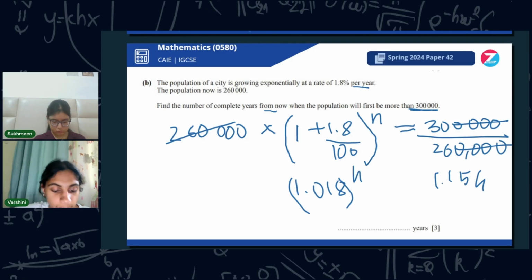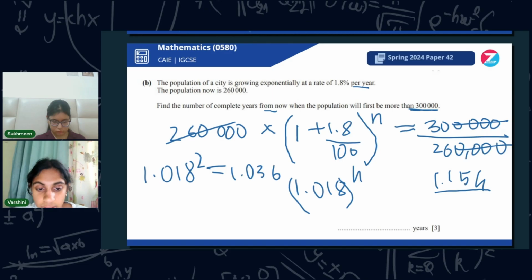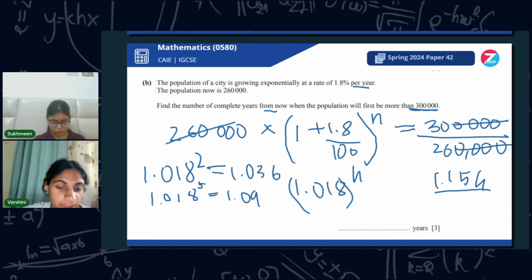So now let's try 1.018 to the power 2. 1.018 squared should give you 1.036. But remember, we want 1.154. So that's much more. Let's try 1.018 to the power 5, because this is really small. We need a much bigger number. 1.018 to the power 5, and you should get 1.09 something. Again, this is too small. So let's increase it.